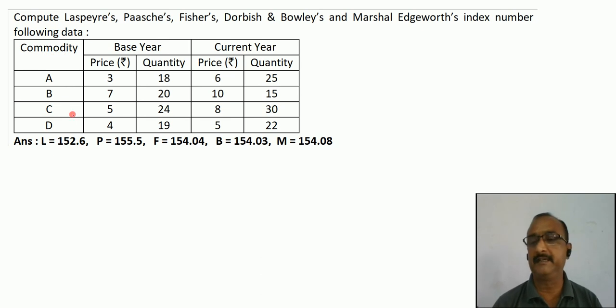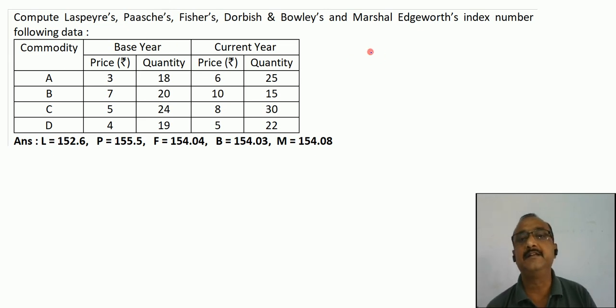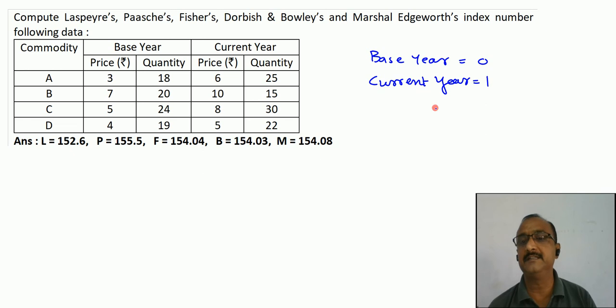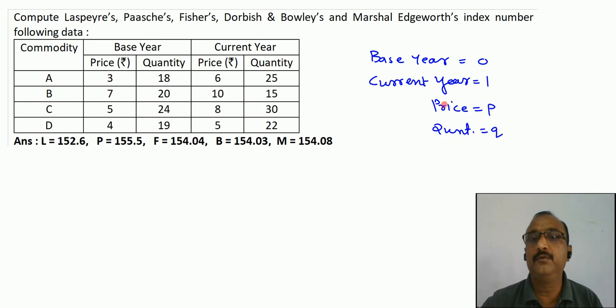Here commodities are given respectively for A, B, C, D. Base year and current year are given. Remember that base year is always known as 0 and current year is always known as 1. Price is P and quantity is Q. So according to our formula, price of base year is P0, quantity of base year is Q0, price of current year is P1, and quantity of current year is Q1.